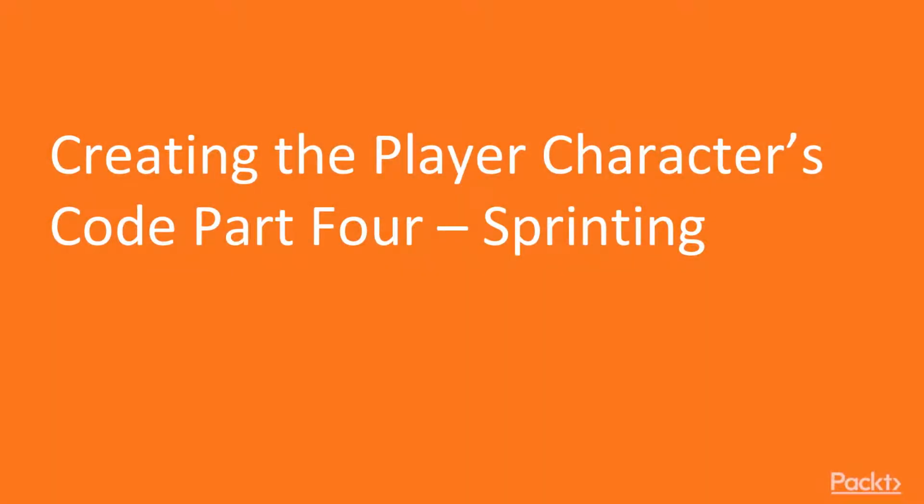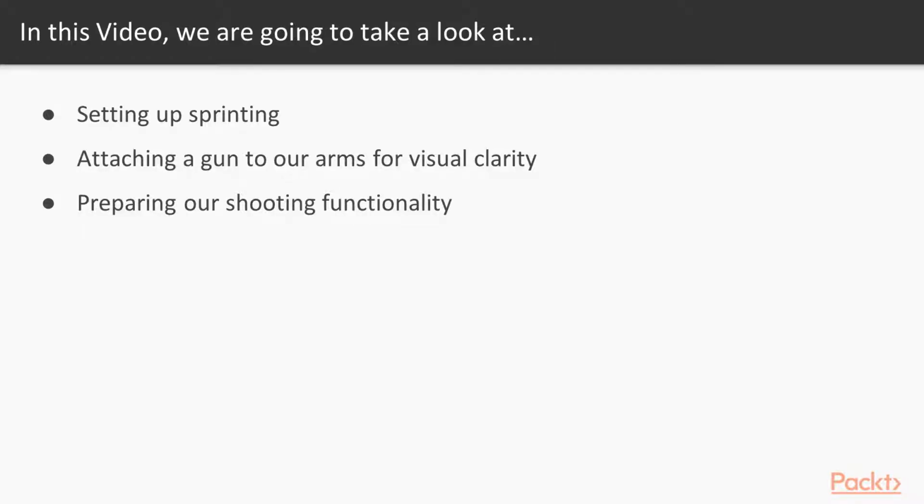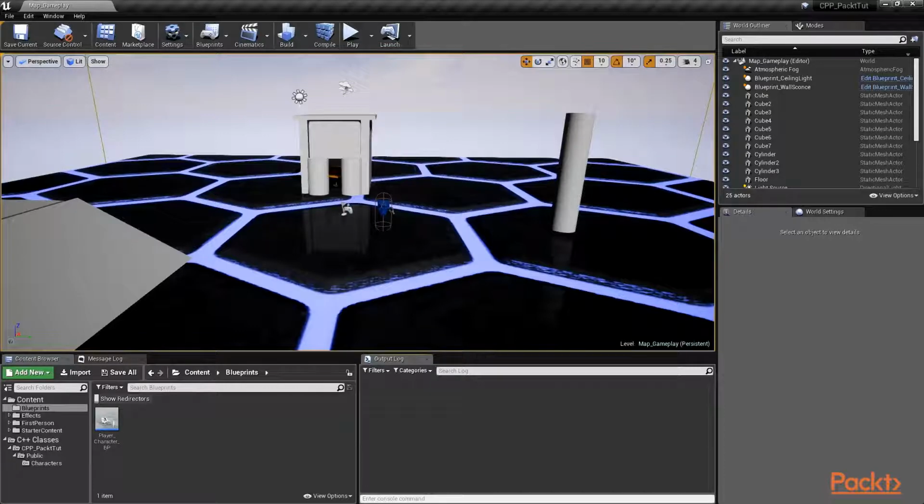Welcome to Section 3, Video 4, Creating the Player Character's Code, Part 4, Sprinting. In this video we are going to set up our sprinting, attach a gun to our arms for visual clarity, and prepare our shooting functionality. First we are going to add our gun to our player.